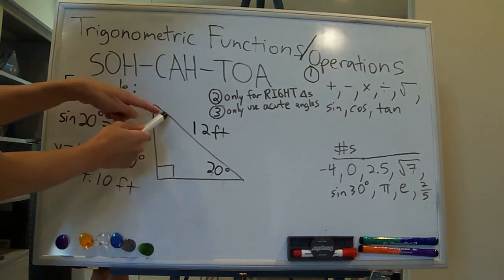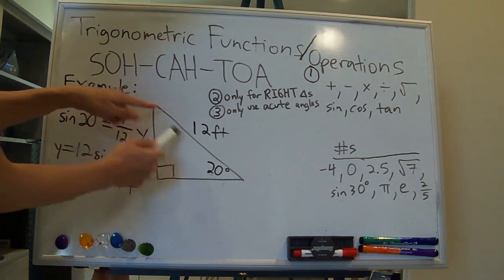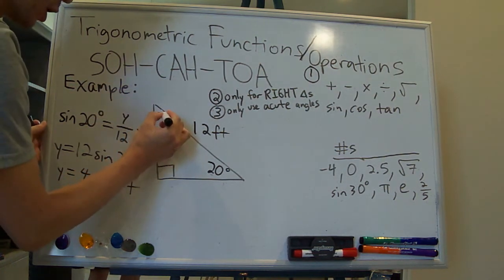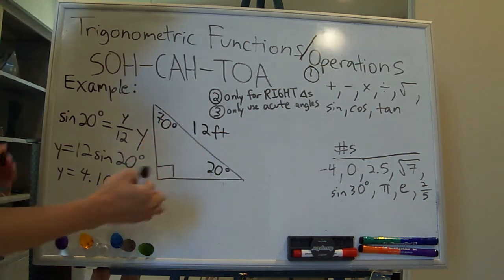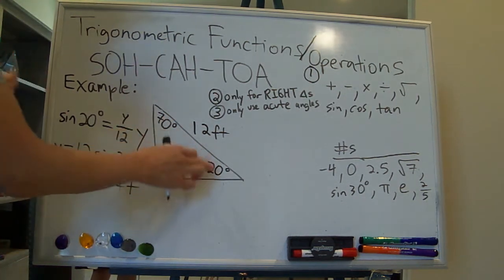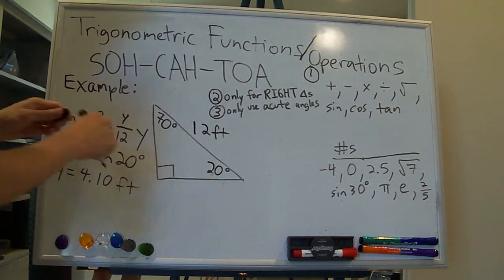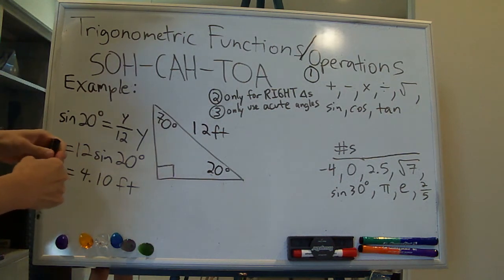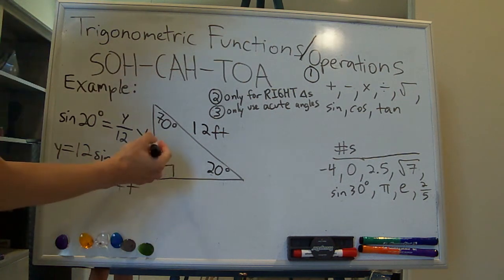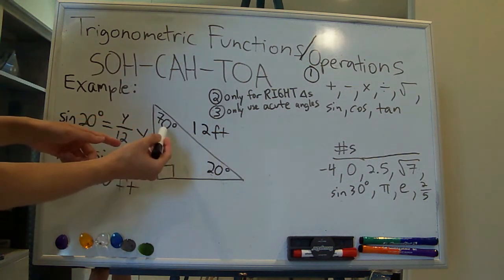So what is this angle? Well, 180 minus 90 minus 20 is going to be 70. So we actually know that this angle is 70 degrees, right? So let's say you want to use this angle, not that one, for whatever reason, right? Then we have to look at what's the relationship of these same two sides to this angle, right?